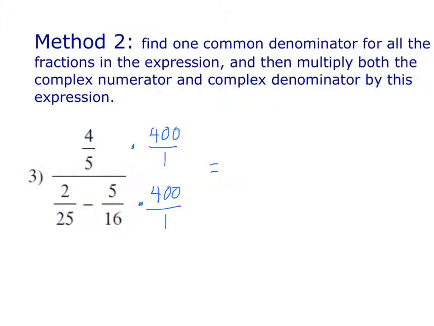So this would be 4 times 80/1. And then here, this would be 400 divided by 25 would be 16, obviously. So this would be 2 times 16 minus, and then 16 goes into 425 times, and 25 times 5 is 125.